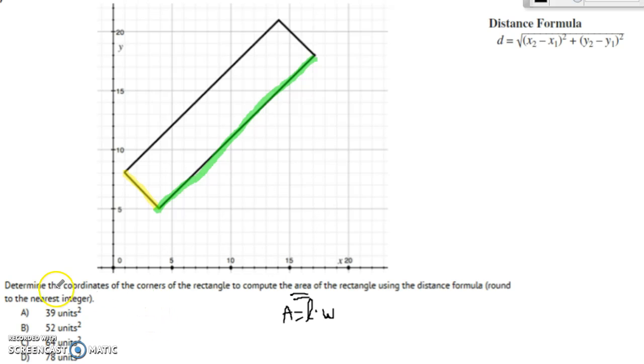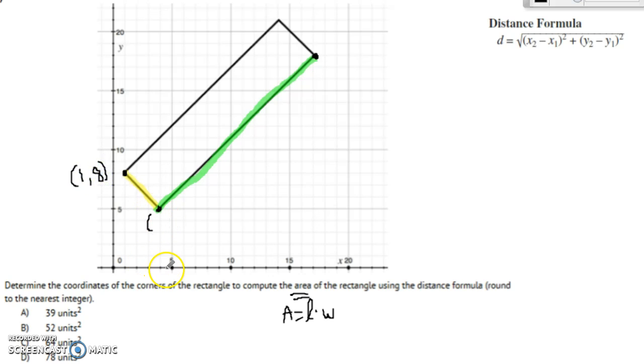All right, it also says to determine the coordinates of the corners. So I need to go ahead and come up with the coordinates of each of these corner pieces. Now I'm not going to find the coordinate of this last one because I don't need it to find my length or my width. So I'm just going to use the ones that I need. So it looks like this one is at 1, 8.